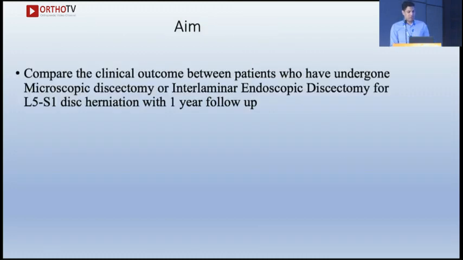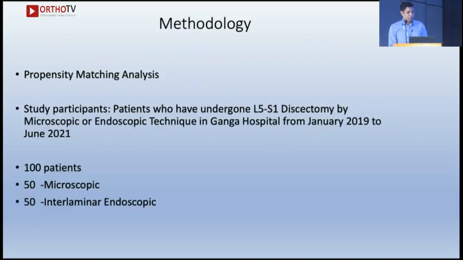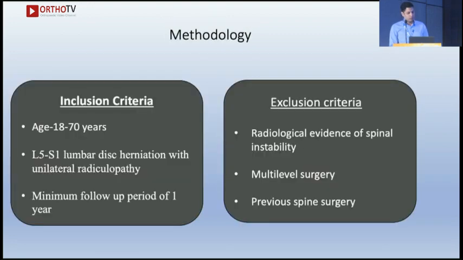The aim of our study is to compare the clinical outcome between patients who underwent microscopic versus interlaminar discectomy at the level of the L5-S1 with minimum 1-year follow-up. It is a propensity-matched analysis with a total of 100 patients, 50 in the microscopic and 50 in the interlaminar group. The inclusion criteria are patients aged between 18 to 70 years with a unilateral radiculopathy and minimum follow-up of 1 year.